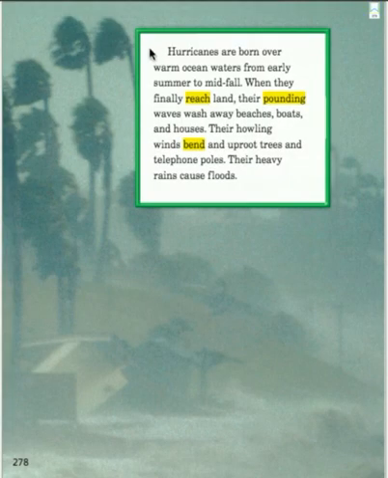Hurricanes are born over warm ocean waters from early summer to mid-fall. When they finally reach land, their pounding waves wash away beaches, boats, and houses. Their howling winds bend and uproot trees and telephone poles. Their heavy rains cause floods. But right up here we can see why we do not get hurricanes here. They're born over warm ocean waters. We are not near an ocean.